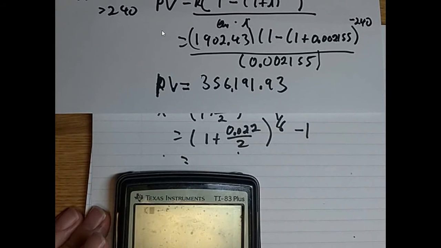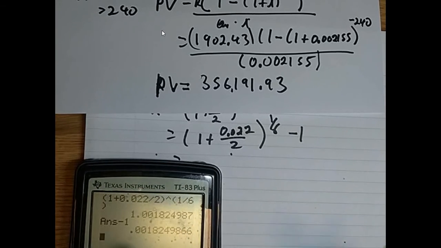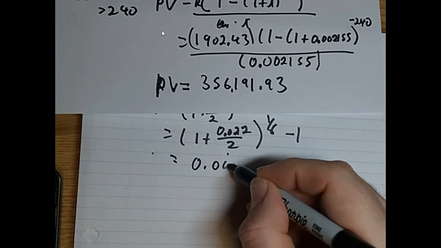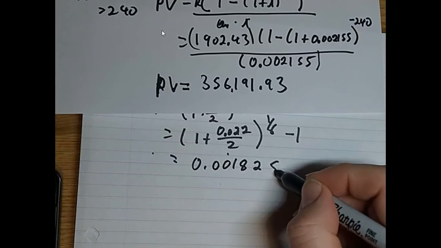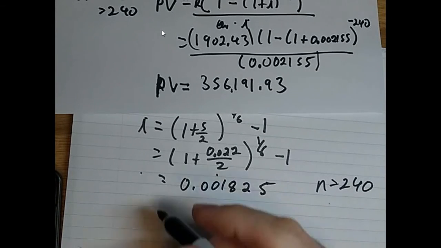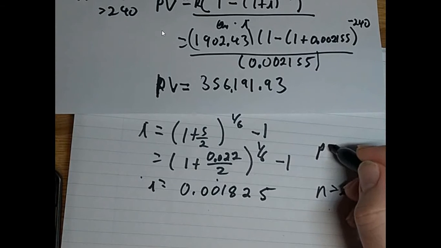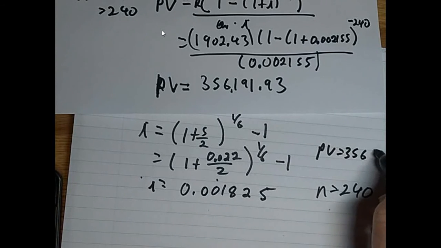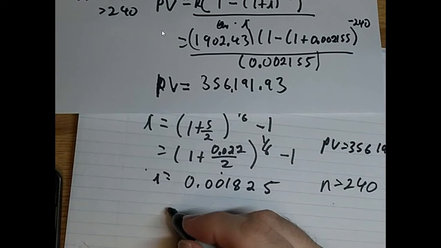We're going to use our calculator and figure out what that is. So bracket 1 plus 0.022 divided by 2, close the bracket, to the exponent, bracket 1 divided by 6, and then we're going to subtract 1. And so we get 0.001825. That's our new interest rate. N is now 240. It's only 20 years. That's I. And our PV, we figured that out, 356,191.93. So now we're going to use our formula.